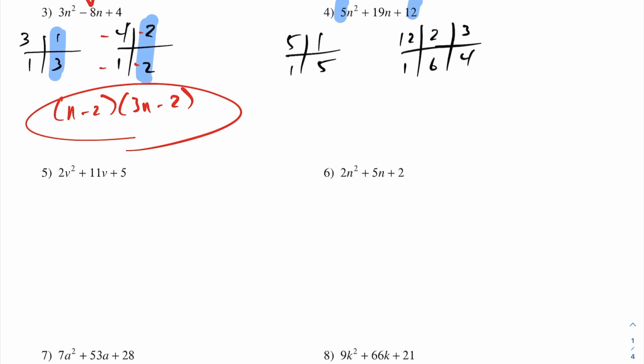So take a look at the product of these diagonal terms. You'll see right here by taking this combination, the 1 and the 4 gives me a 4 as its product, and the 5 and the 3 gives me a 15 as the product. And that'll sum to be 19 that we need. So the answer here is n plus 3 times 5n plus 4.